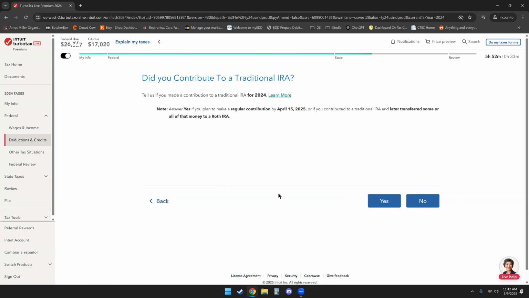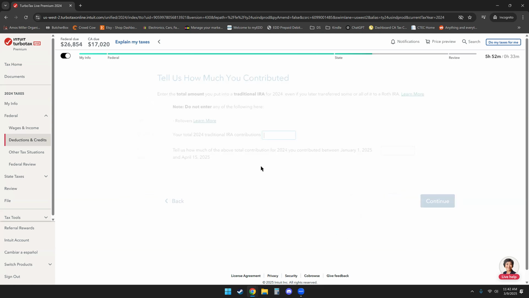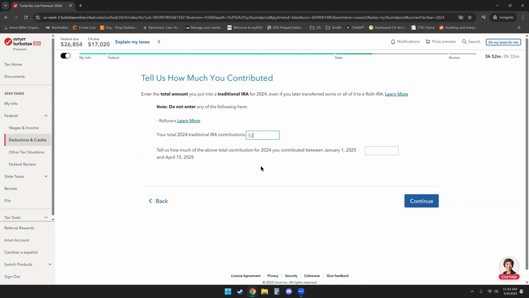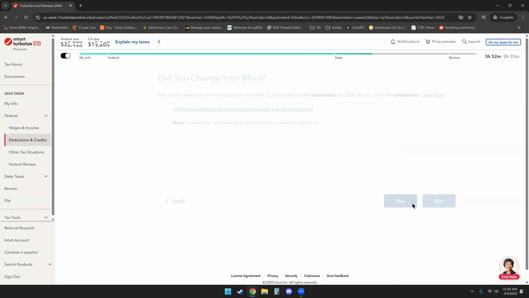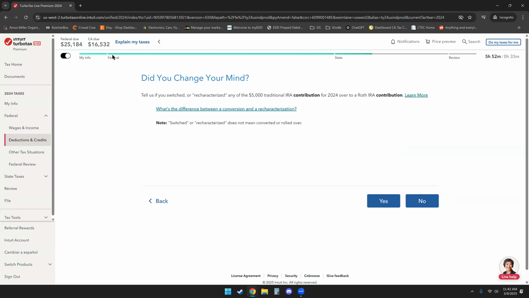Yes, I did. Let's get rid of that. And yes, I contributed to a traditional. No, it's not a repayment. $5,000. And you can see you can contribute all the way up until the filing deadline and have it count for the previous year. And that does introduce some additional layers of complexity, but not a lot. And you can see my tax bill went down because it's giving me the deduction right now.